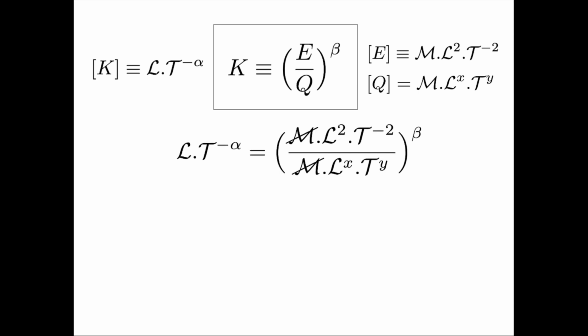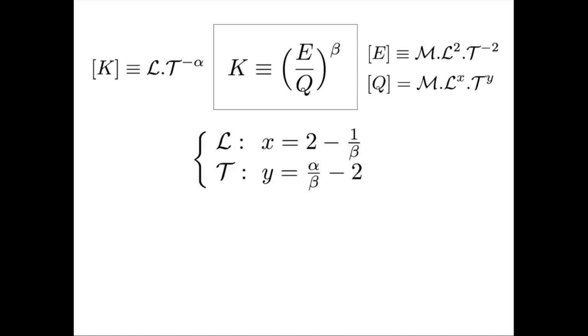Obviously, the mass cancels out, leaving only time and space. The exponent of the two kinematic dimensions then give relationships between the unknown x and y of the dimensions of Q and the exponents alpha and beta. The dimensions of Q should be such that x is equal to 2 minus 1 over beta, and y is equal to alpha divided by beta minus 2.